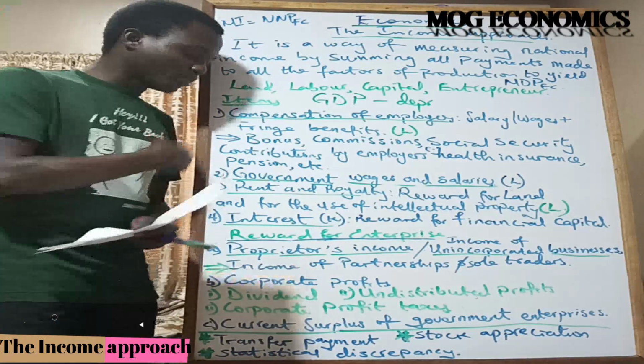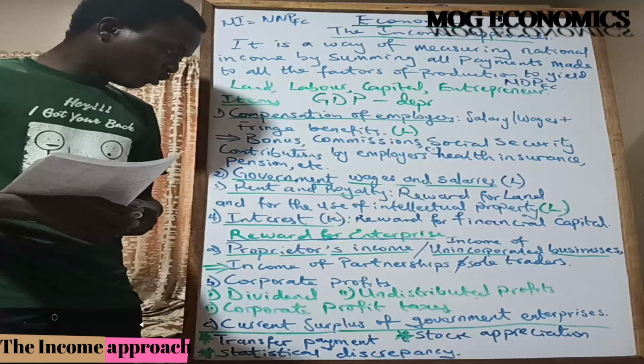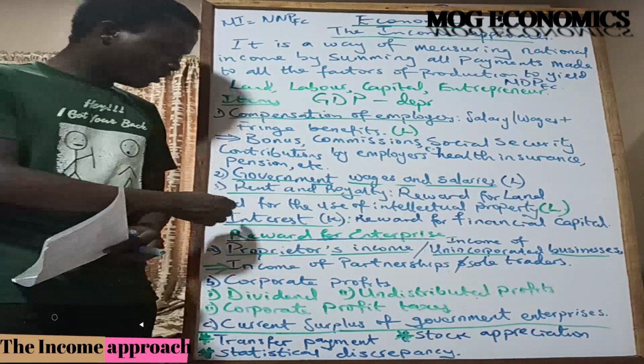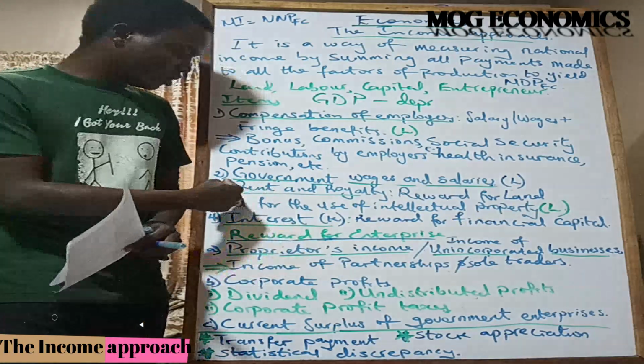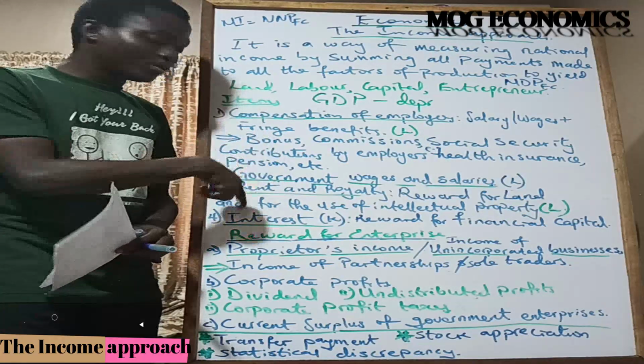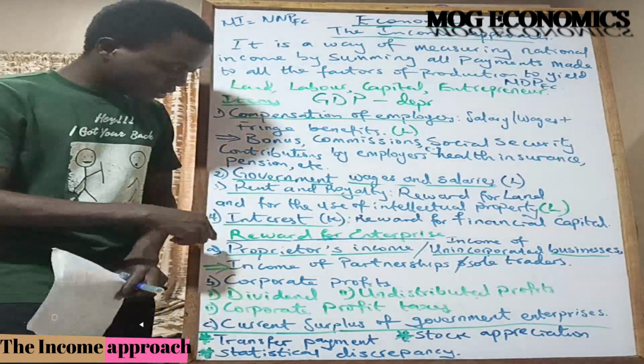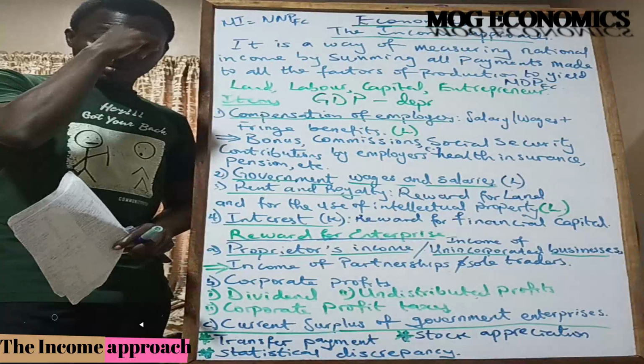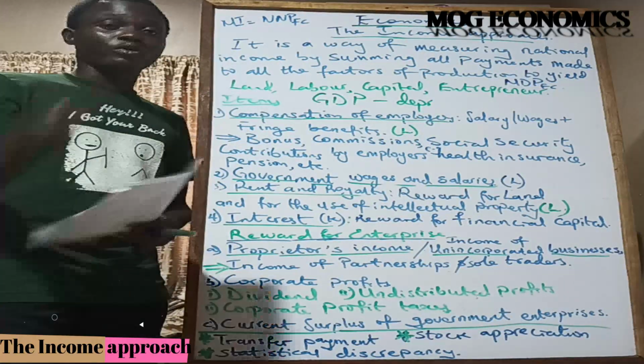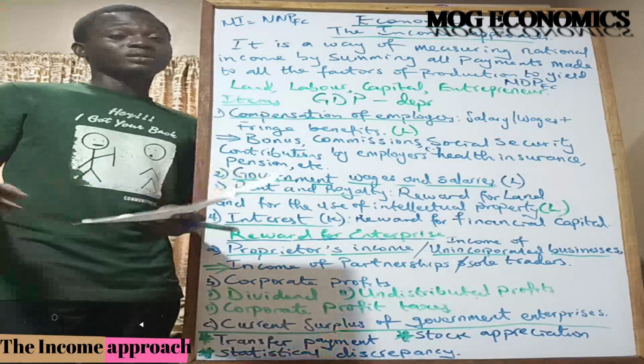So it is also going to be part of it. Now you also have, so we're done. This is reward for capital. This is reward for land. These two are reward for labor. Reward for enterprise.